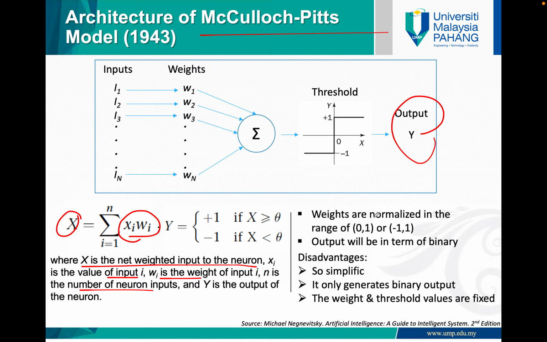The weights will be normalized. The weights are between the range of 0 to 1 or minus 1 to 1. And the output will be in terms of binary. But there are some disadvantages of this architecture. It's too simplistic, that means very simple. It only generates binary output, and the weight and threshold values are fixed.